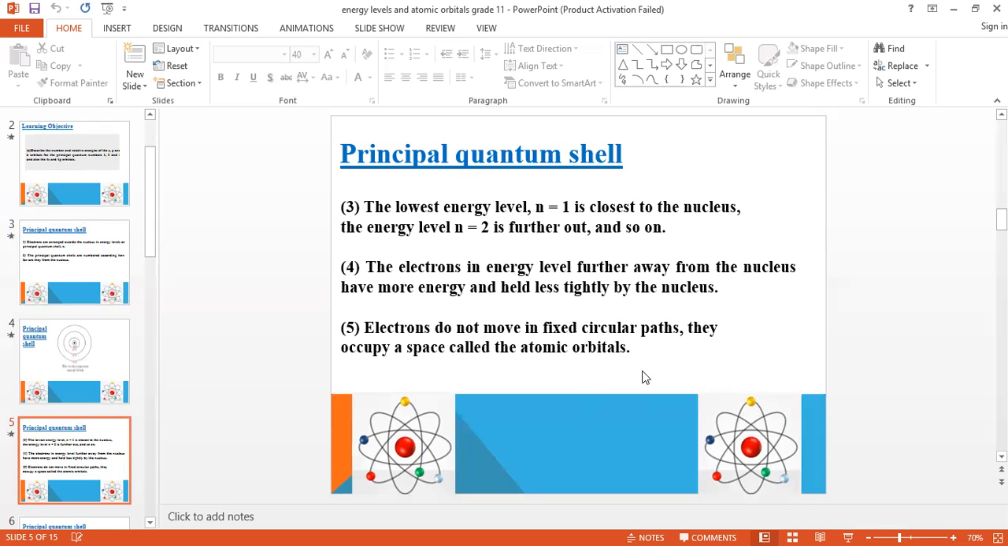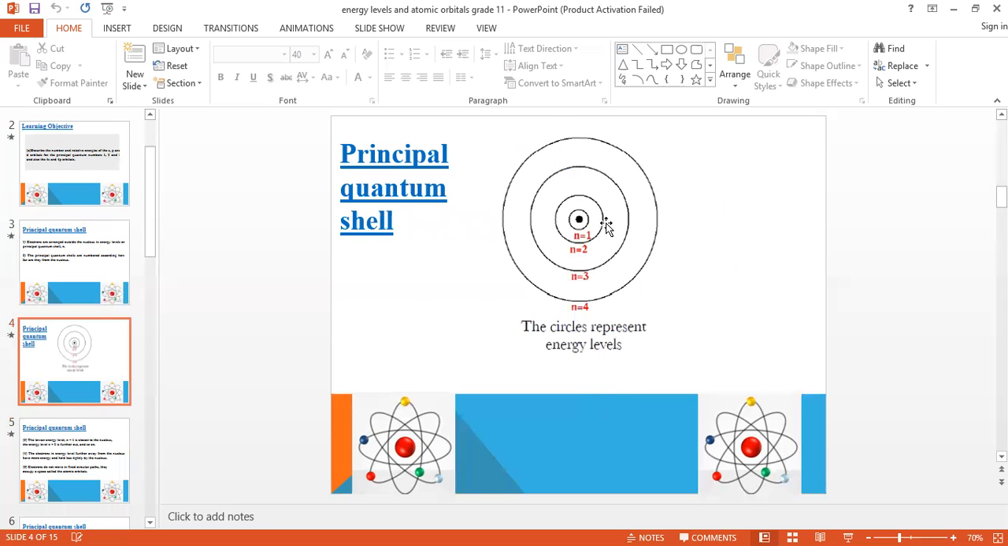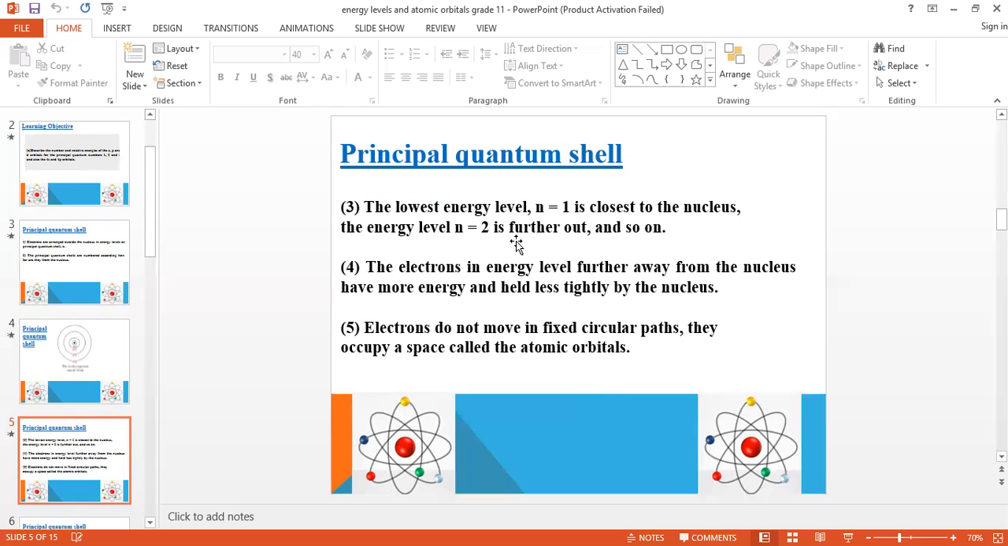Now we need to understand what orbitals are. In this diagram, the space between the first shell and the second shell, this white color, this space, and this one also, these spaces are known as atomic orbitals. Point number 5: electrons do not move in a fixed circular path. They occupy a space called an atomic orbital. So what is an atomic orbital? The space between the shells.